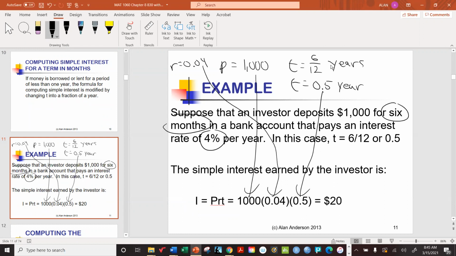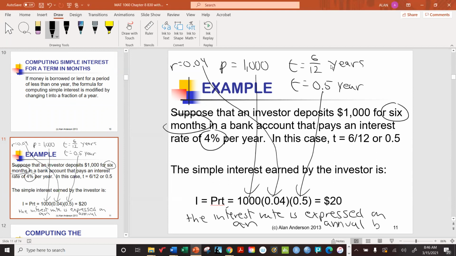Now, the reason why all this is necessary is because the interest rate, this is an important detail, is expressed on an annual basis. So that's why it's necessary to adjust it. The purpose of this T here is to adjust our interest rate to the time frame over which we are borrowing or lending this money. Our 4% itself means per year.